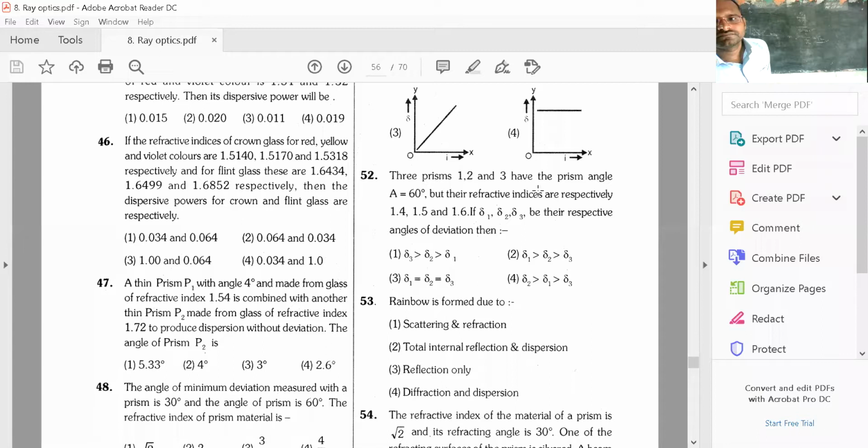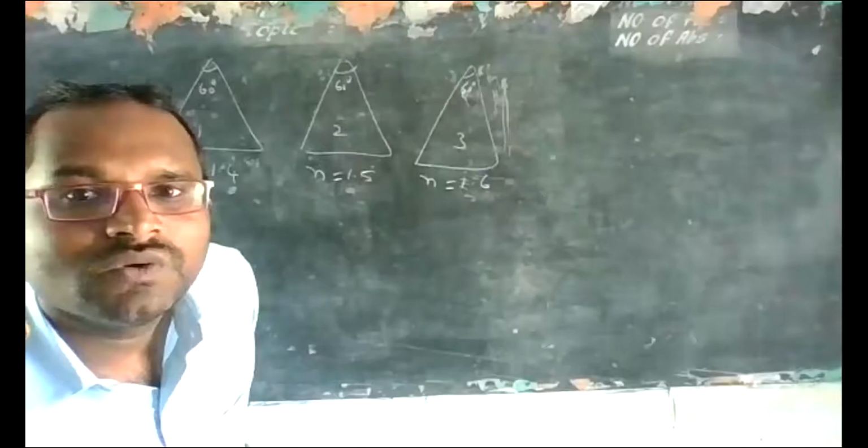But what they are saying is that their refractive indexes are 1.4, 1.5, and 1.6. If delta 1, delta 2, delta 3 are the respective angles of deviation, then what is the relation between delta 1, delta 2, delta 3?